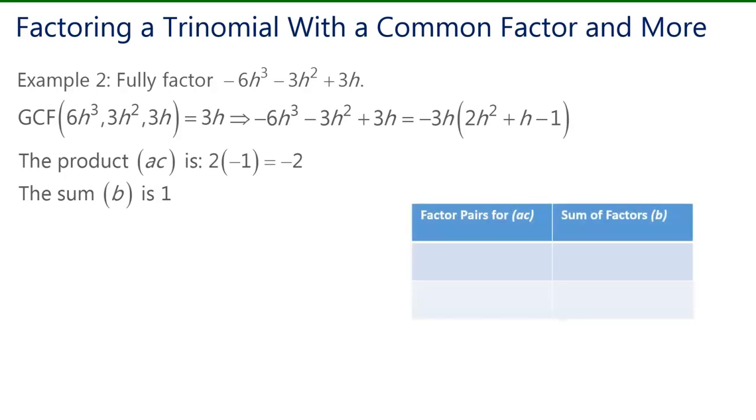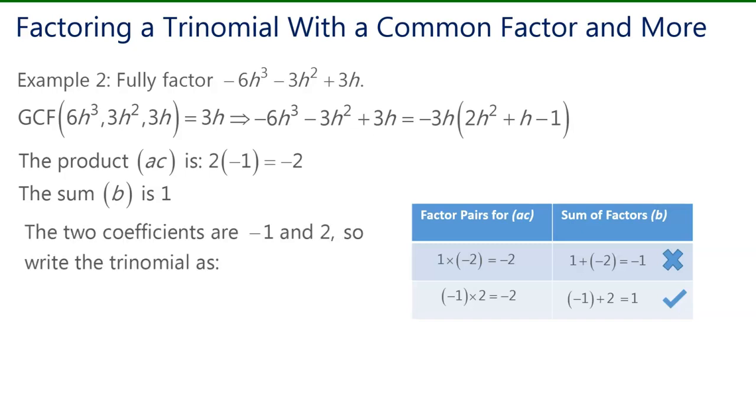Let's look at some factor pairs. Let's look at the factors of negative 2. 1 times negative 2 is negative 2, but this gives us a sum of negative 1, which is no good. Let's reverse the signs. Negative 1 times 2 is negative 2. Negative 1 plus 2 equals 1, which is our winner. The two coefficients are negative 1 and 2.